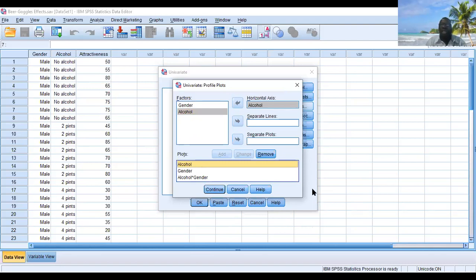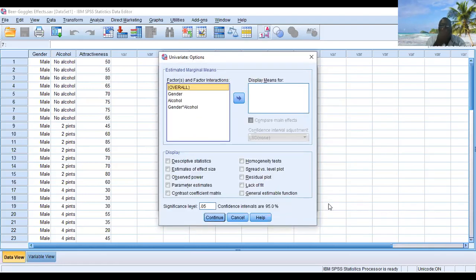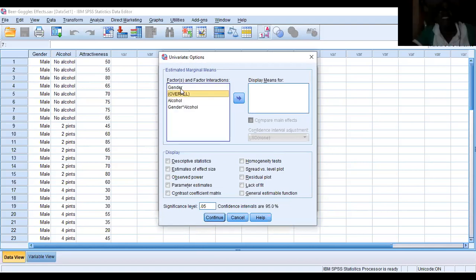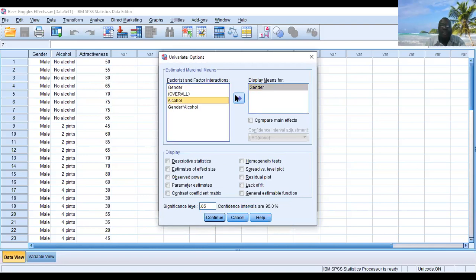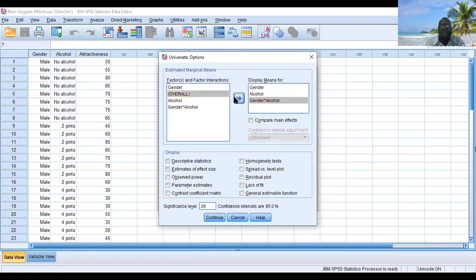Let's just continue, because there's a place you can change something. Go to options. There are many things you can do. Move gender and everything to display. Just leave it overall. Click on it, let's see what it will give us. Maybe put overall there. Click on compare main effects.